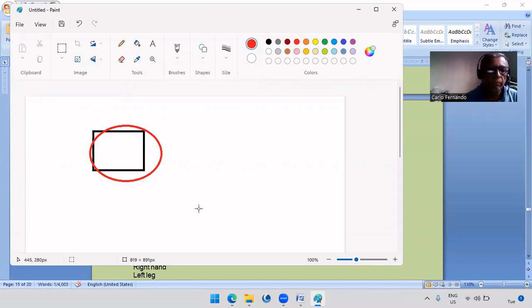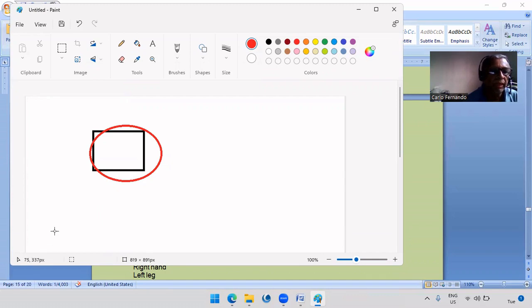So this is a simple drawing. And the size of the image is 819 by 891 pixels. You remember the pixel is a picture element. You know, that's the smallest identifiable unit in a picture. Pixel, picture element.